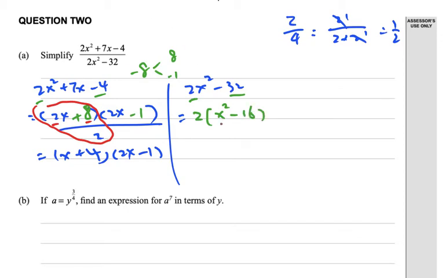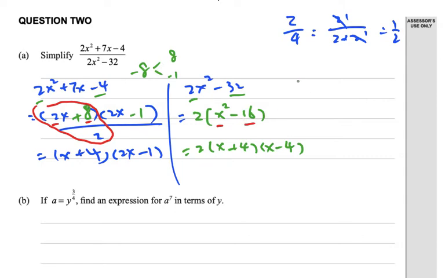If you can see, that's actually a difference of two squares, which equals 2 times x plus 4 and x minus 4. You can verify by expanding this: you have x squared minus 4x plus 4x, that cancels out, and positive 4 times -4 gives you -16.